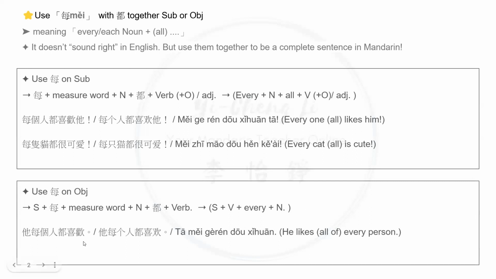他每个人都喜欢。Again, here Google Translate didn't change the ge into the neutral tone. When it is a measure word, it's pronounced as neutral tone, but this one doesn't change. But be careful, it's ge, neutral tone. So 他 is the subject, 每个人 is everyone, 都喜欢. Translated into: he likes every person. He likes all of every person. This whole part is our object, and this is our dōu.